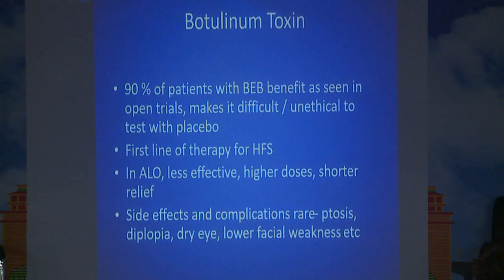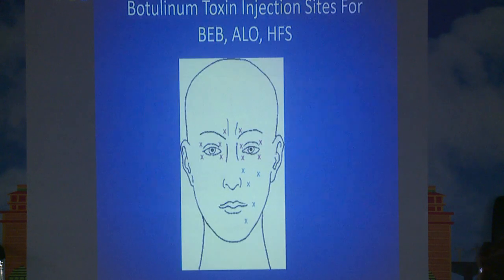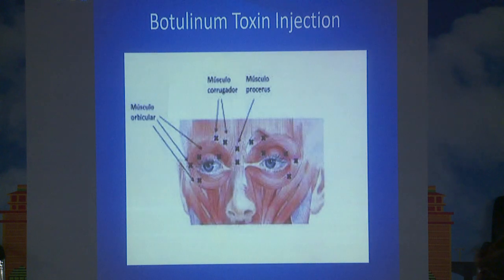90% of patients of BEB will improve. So there is no place for a randomized controlled trial. It's a great drug. First line of therapy for HFS. In ALO, less effective, higher doses and shorter relief. So some of these patients need surgery. Side effects and complications are rare. These are some of the spots where we give the botulinum toxin. Time does not permit me to go into the details of this.